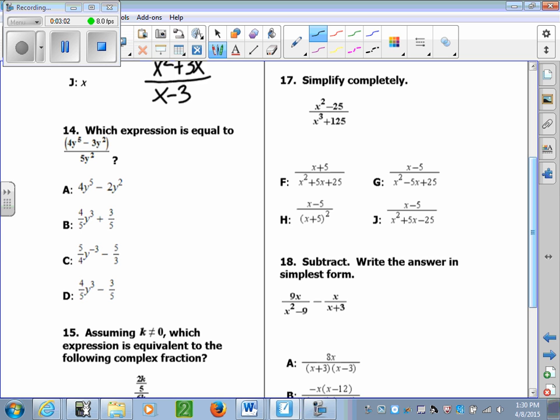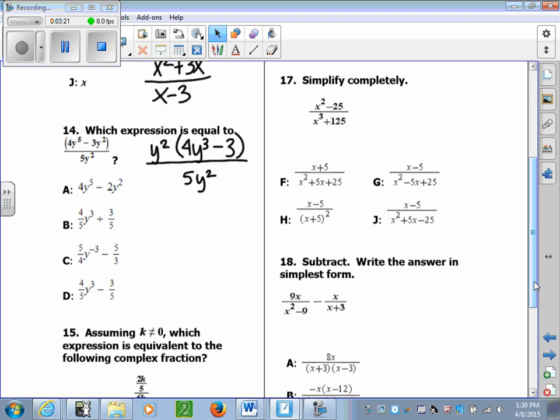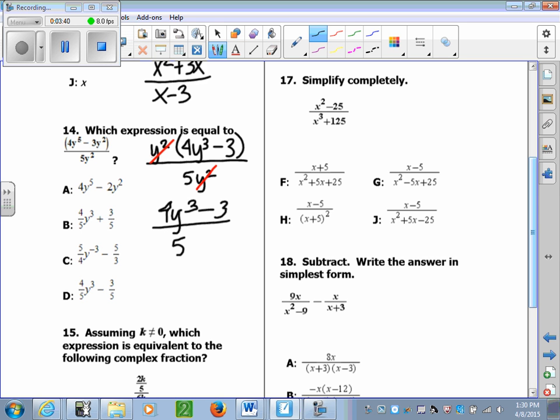So I can pull out a y squared out of the numerator, which will leave me with 4y cubed minus 3, because that y squared came out front, divided by 5y squared. Now I see that I have a y squared in the numerator and the denominator that are multiplied, so they can cancel with each other. And that's it. So what's left over is 4y cubed minus 3 over 5.